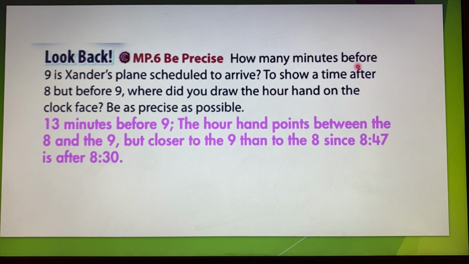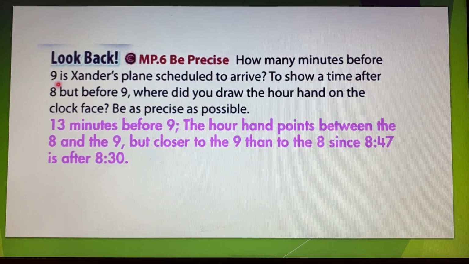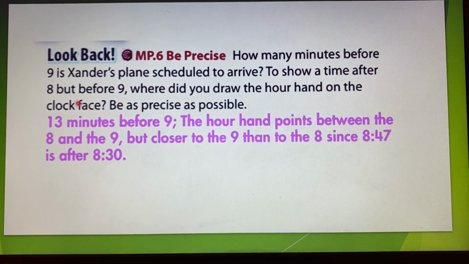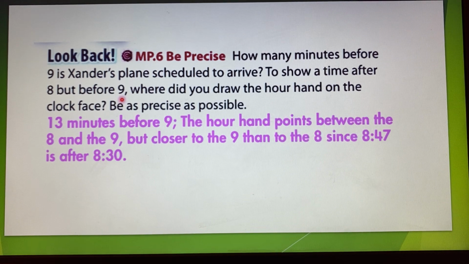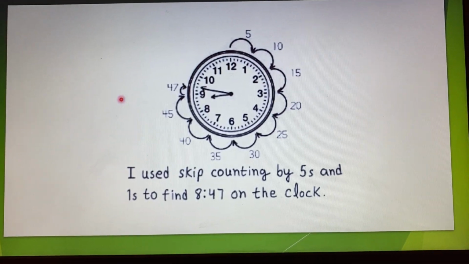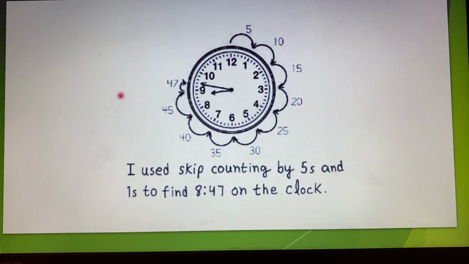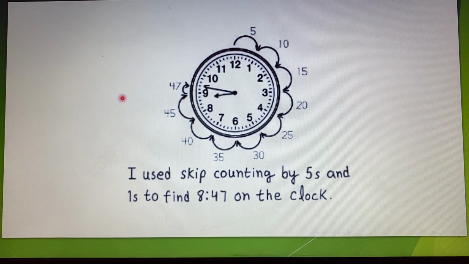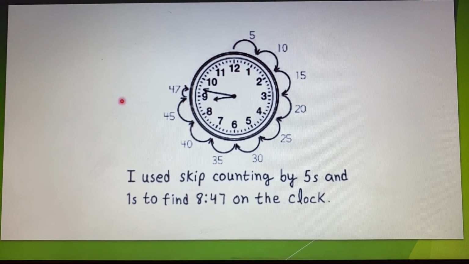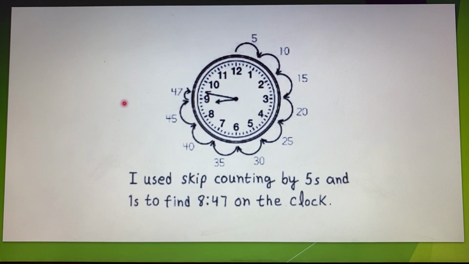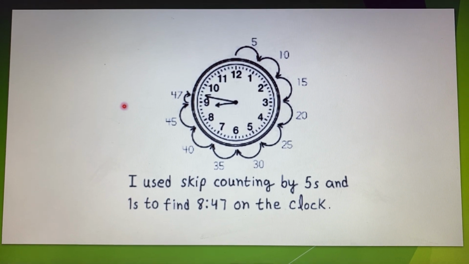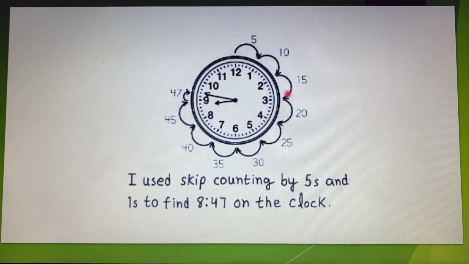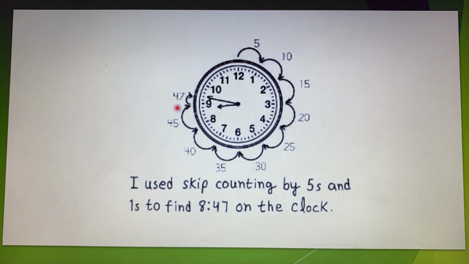How many minutes before 9 is Xander's plane scheduled to arrive? To show a time after 8 but before 9. Okay, now the time is 8:47. Listen carefully how we can say it: 47 minutes past 8. That means that I have 47 minutes after 8.